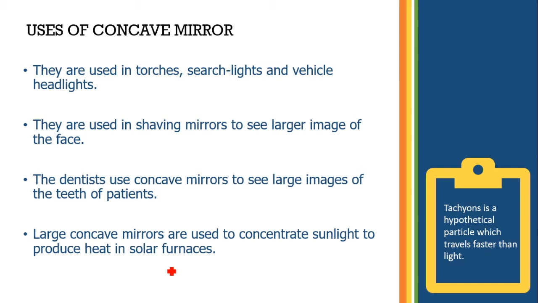Where is this concave mirror used? They are used in torches. You can see that the source of light in the torch is very small, but as you turn on the torch, the light spreads. This is because of the concave mirror, because the LED light in the torch is kept in that position, the image formed will be enlarged and it will be virtual.